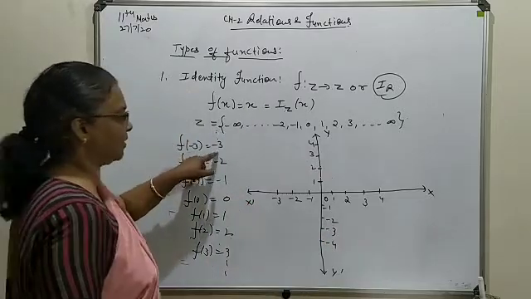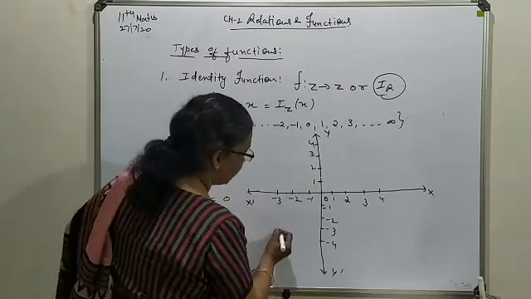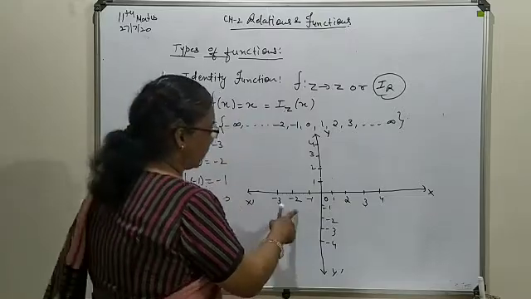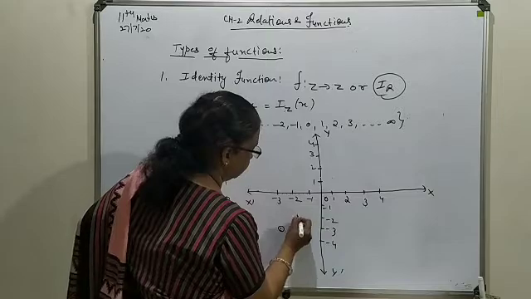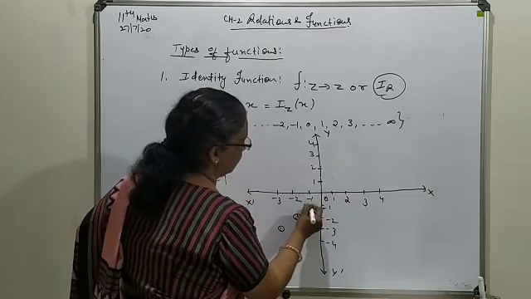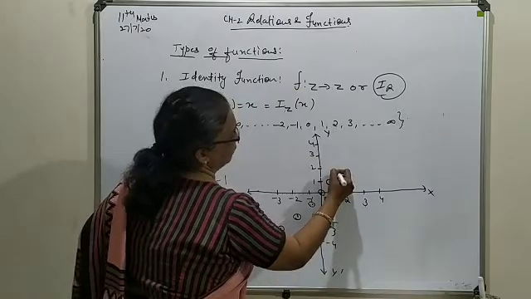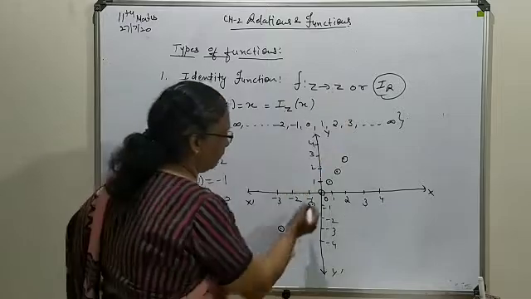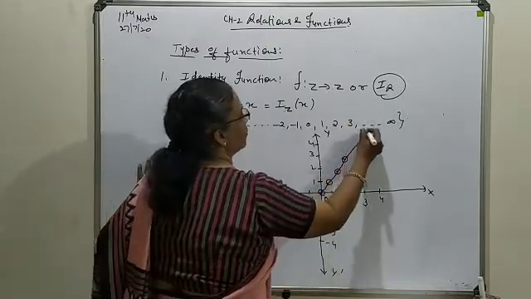For x = -3, the answer is -3. So here for x value -3, the answer is -3. Here you will have -2, -2, here -1, -1, for 0, 0, then 1, 1, 2, 2, 3, 3. So this way you will get a straight line as the solution form of the identity function.